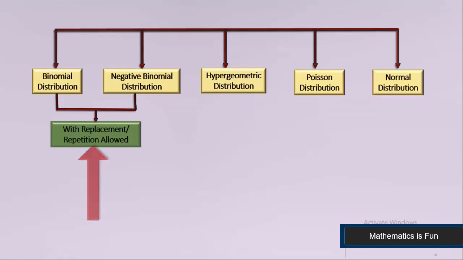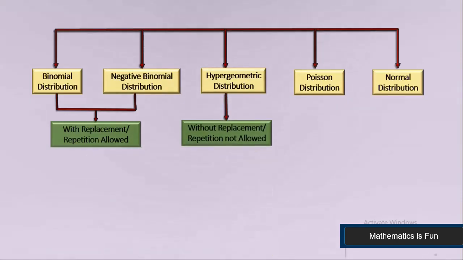binomial distribution. Now in hypergeometric distribution, we have the problems of without replacement or repetition is not allowed. Now what does it mean by without replacement? In without replacement, the object we select cannot be selected again. So here the repetition is not allowed. So the probability of success varies from trial to trial. So whenever we have the case of without replacement, we use hypergeometric distribution.